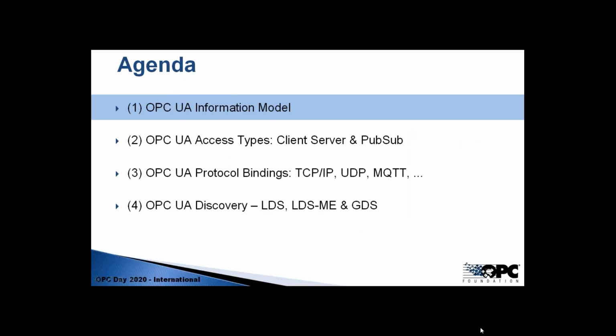And I want to start with the information model, then look into the access types. We have different access types, client server and pub sub. Then I want to talk a little bit about the protocol bindings and make a very, very short view into the discovery services.